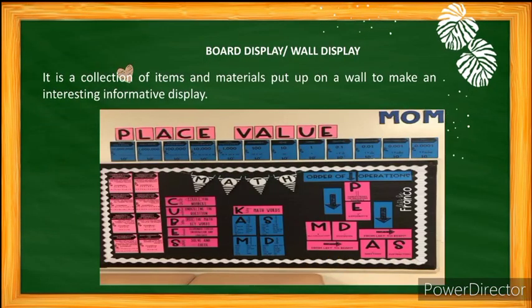Next example is board display or wall display. It is a collection of items and materials put up on a wall to make an interesting, informative display. This board is the most commonly used in our classroom for informative display purposes. For example, the content of a subject like mathematics, problem solving in science, experiments, and also students' own work, achievements, and tasks. It can be used to convey information in the classroom.